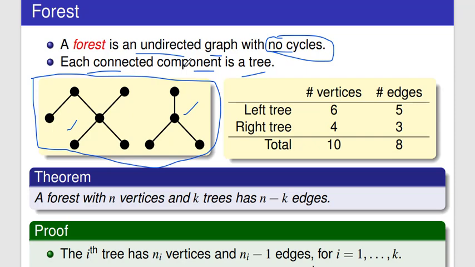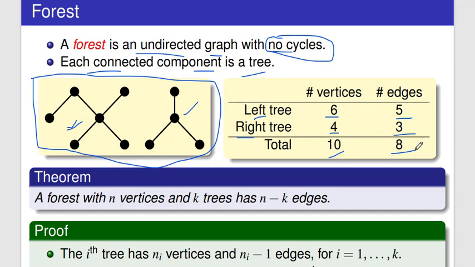Now let's look at the left tree. How many vertices are there? 6. How many edges are there? We already know it's n minus 1 edges, so 5, and you can also count them: 1, 2, 3, 4, 5. And the right tree has 4 vertices and 3 edges. If we total them for the forest, how many? 10 vertices and 8 edges.